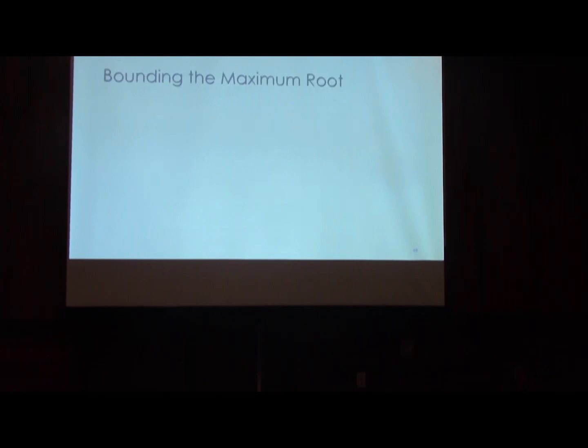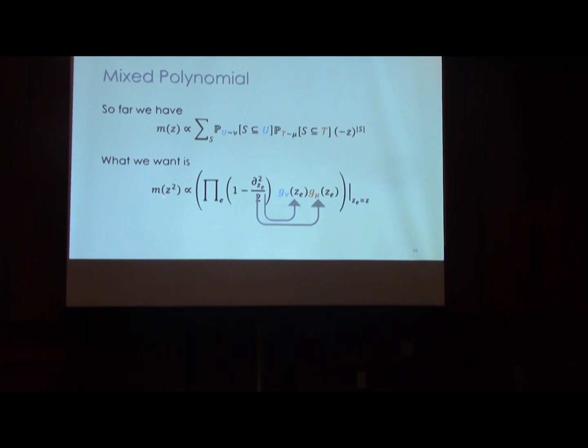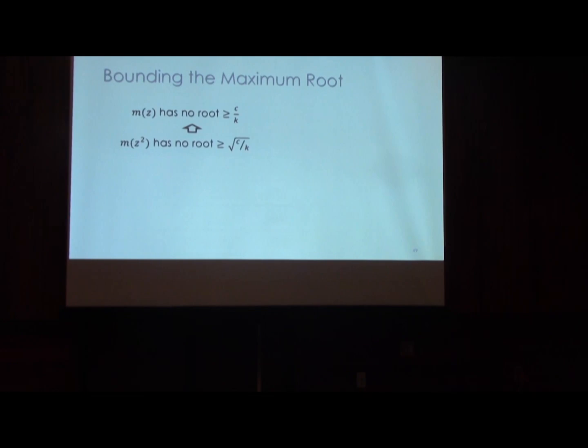So I've proved this equality. I want to show that the maximum root of this mixed characteristic polynomial is bounded. Notice that this equality I had was, instead of m of z being equal to this, m of z squared is equal to this. This is because you get terms from both sides, you get z squared. So m of z not having any roots bigger than c over k is equivalent to m of z squared not having any roots bigger than square root of this.